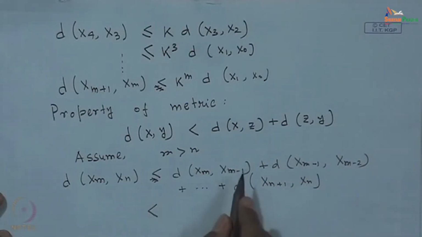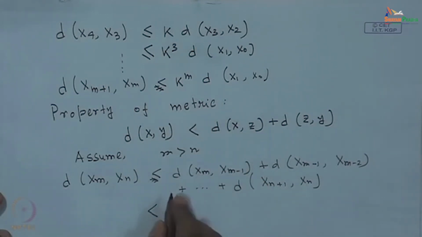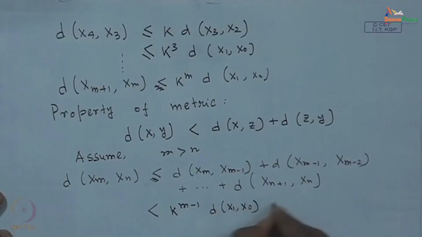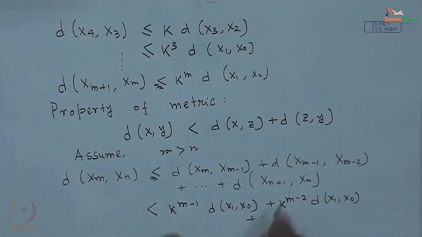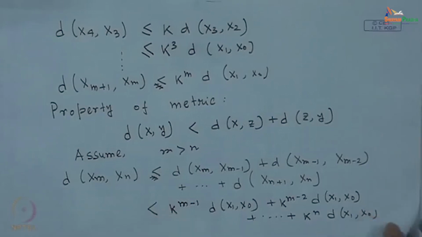So, we have already found out that metric between x m and x m minus 1, by this relationship, just changing the indices, becomes k to the power m minus 1 metric between x 1 and x 0. This will be nothing but k to the power m minus 2 metric between x 1 and x 0, up to k to the power n metric between x 1 and x 0. So, in a sense, we will be getting a series type of equation out of this, and we further proceed and simplify this equation.